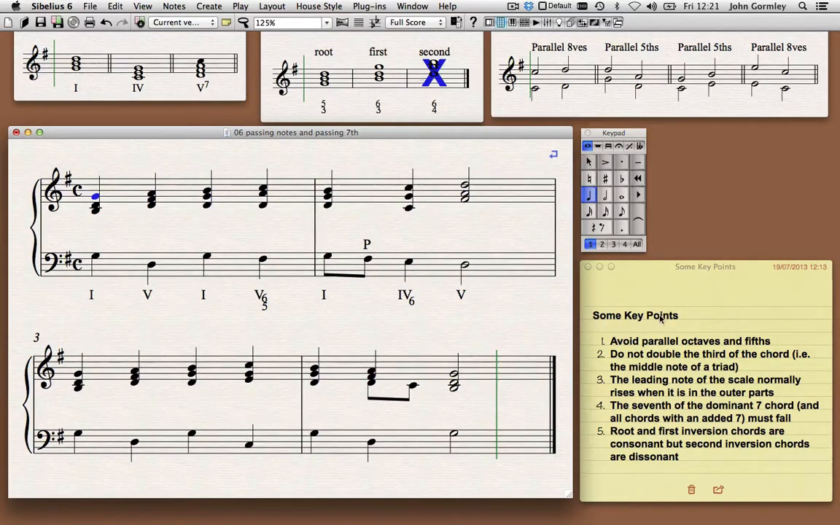Some key points down here to the bottom right of your screen. And number one, the crucial one, is avoid parallel octaves and fifths. Up here at the top, we've got this little chart again, just shows us what parallel octaves are and what parallel fifths are. There's an interesting point here as we go from the end of the first line to the start of the second line.